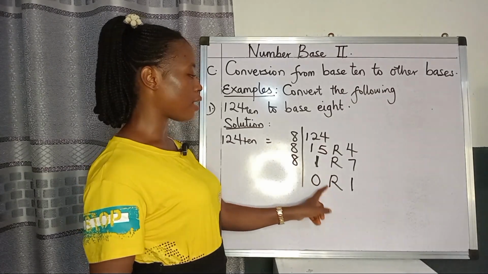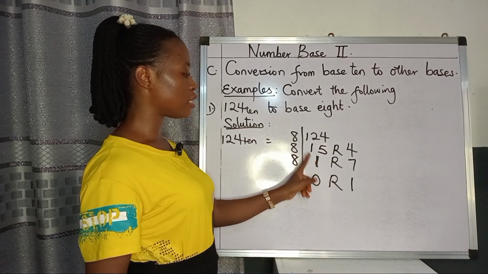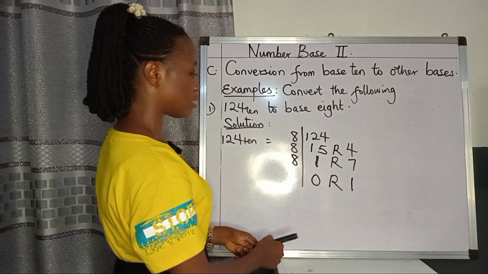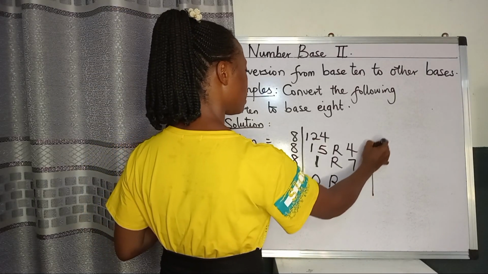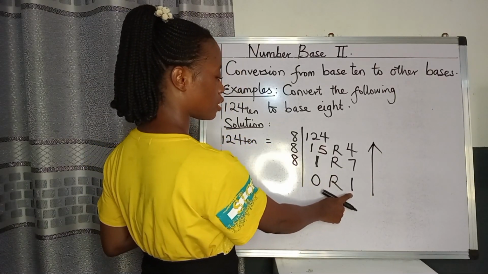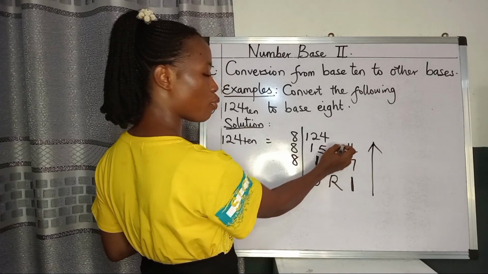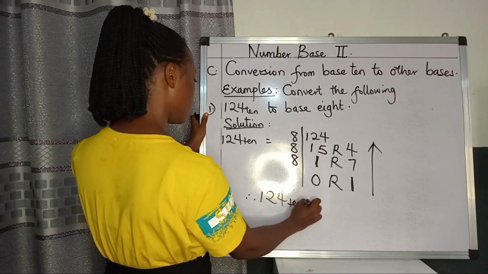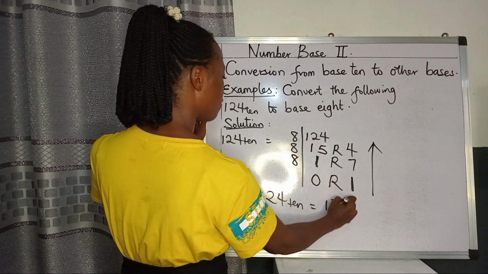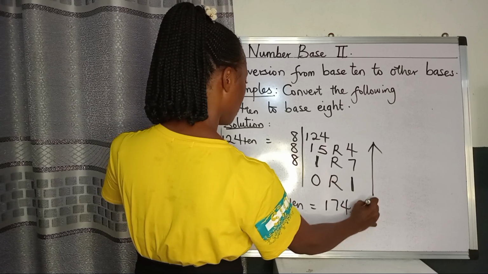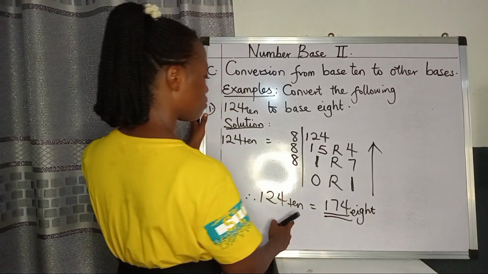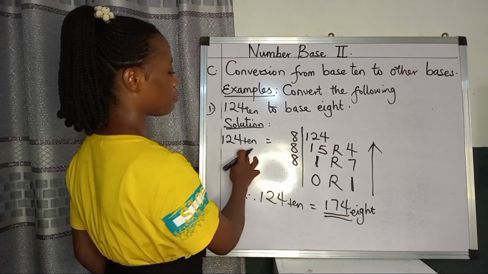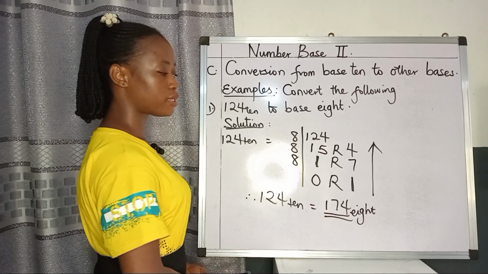Now for your remainder, whatever you have by your left hand side is what you bring to the right hand side. When you want to write your answer, you have to write it starting from the last digit. So you go all the way from down to up to get your answer. Therefore, 124 base 10 is equivalent to 174 in base 8. So 124 in base 10 is equal to 174 in base 8. This is how to convert from base 10 to any number in base 8.